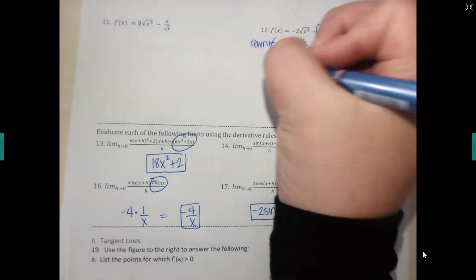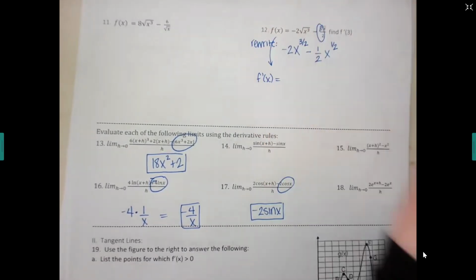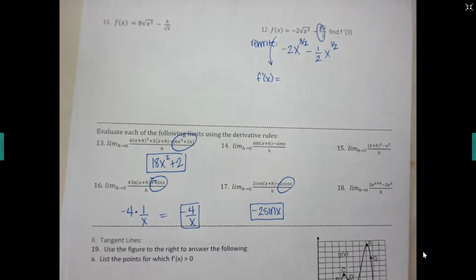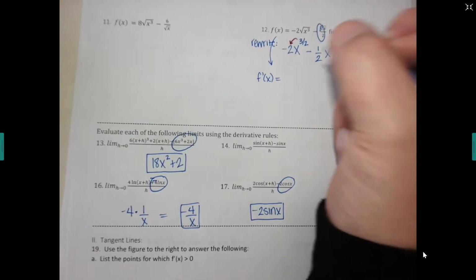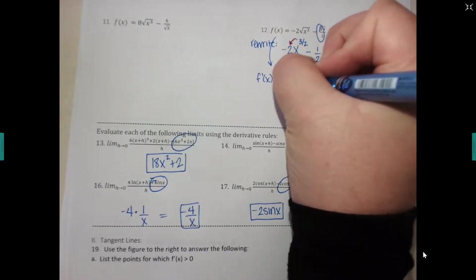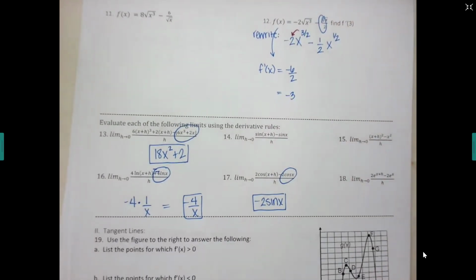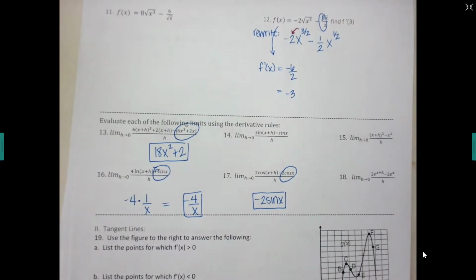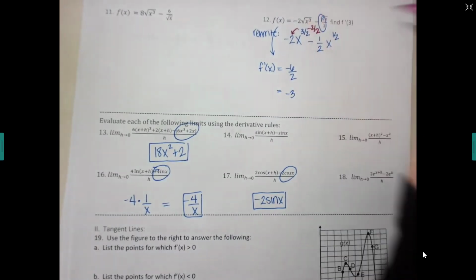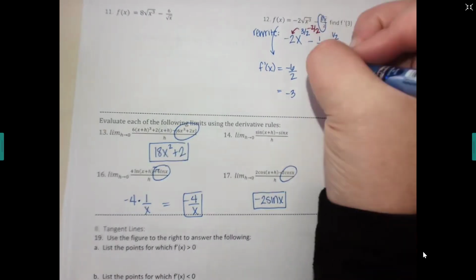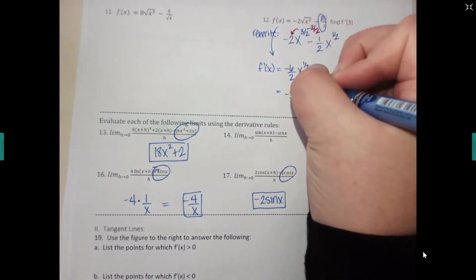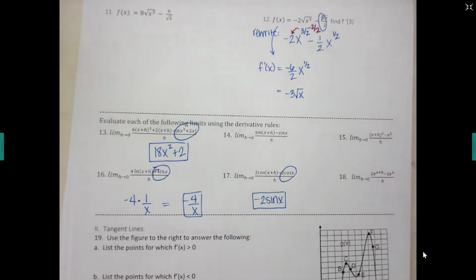So my f is going to turn into an f prime. What is 3/2 times negative 2? So negative 2 times 3 would be negative 6 over 2, which is negative 3. From there, you're going to take away 1, but you're going to do it with a compatible fraction. So it's going to be 3/2, take away 2/2 would be x to the 1/2, which I'm going to then turn into a square root.